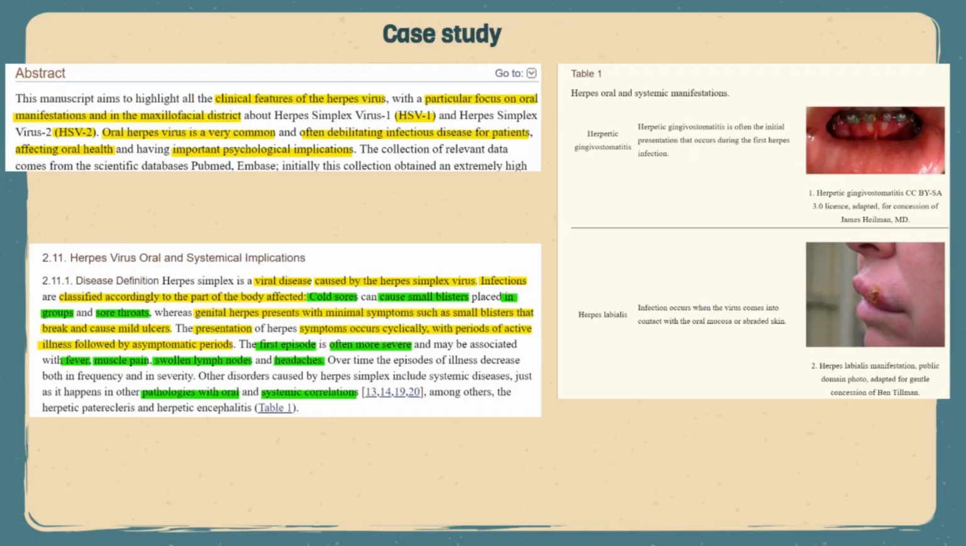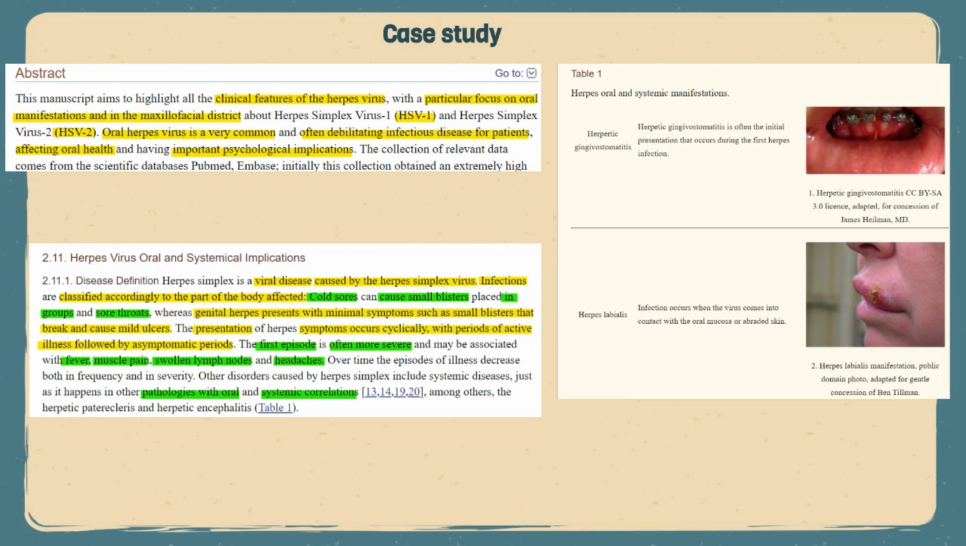Next, this case study showing a case of herpes gingivostomatitis and herpes labialis that is caused by HSV1. This study focused on the clinical features of the HSV infection and the important psychological implications. As an oral manifestation, the patient might have cold sores that can cause small blisters placed in groups and also sore throat. The first episode is usually more severe and may be associated with fever, muscle pain, swollen lymph nodes and also headache.